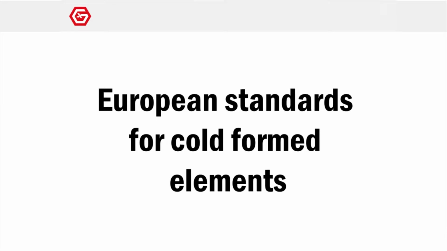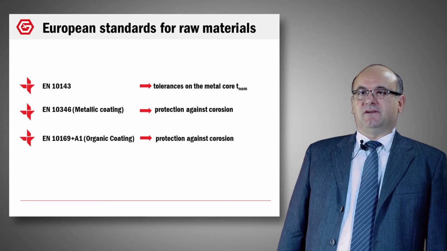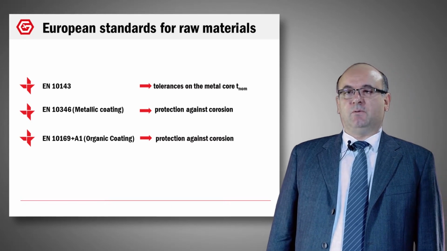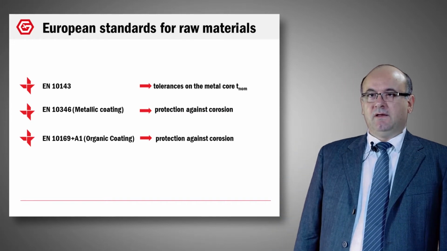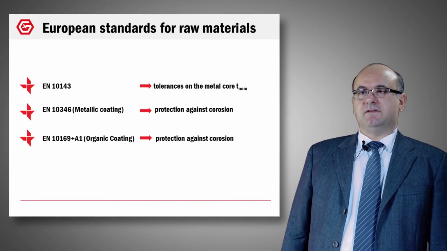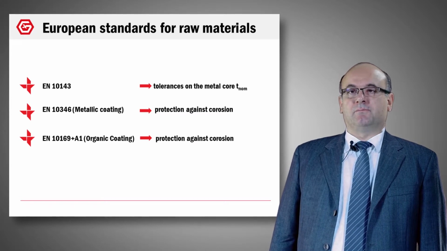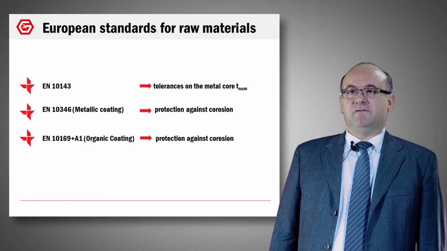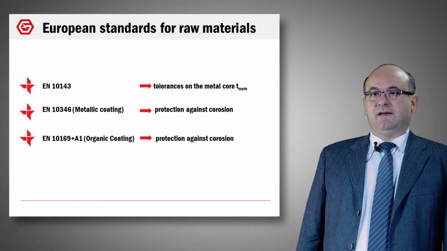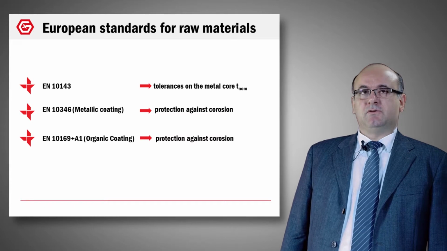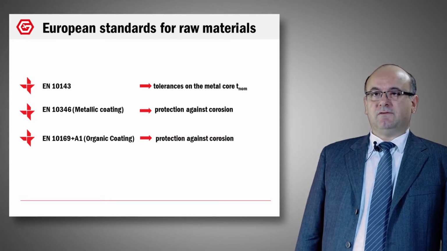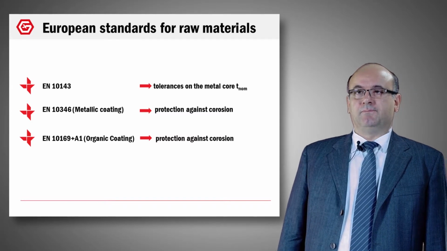Okay, now we are going to study the European standards for cold form elements. We have 3 standards: the EN 10143, the EN 10346, and the EN 10169 plus Amendment A1. The EN 10143 concerns the tolerances and the metal core. The EN 10346 concerns the protection against corrosion made with metallic coating. The EN 10169 plus Amendment A1 concerns the protection against corrosion carried out with organic coating. So these 3 standards concern the raw material.